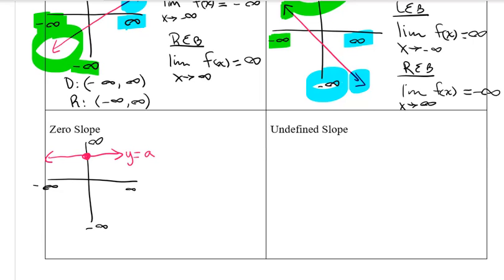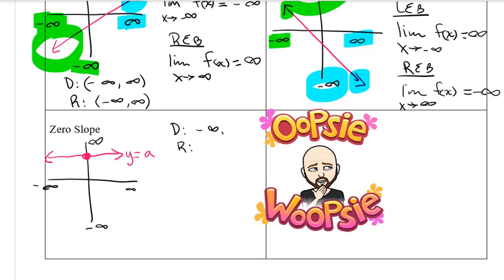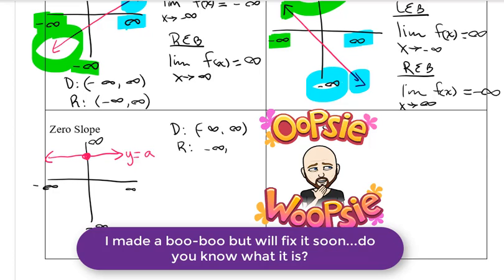Now, again, if I look at the left side and the right side, this line goes on forever and ever and ever to the left, as well as forever and ever to the right. So when I talk about the domain and range on this one, both of these are going to be negative infinity to infinity.